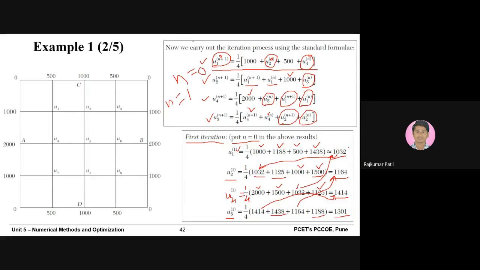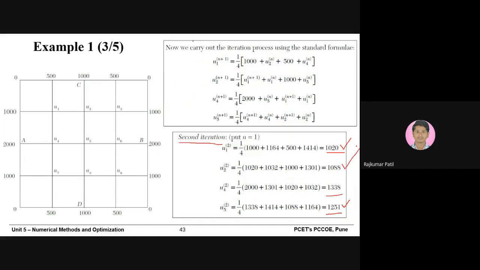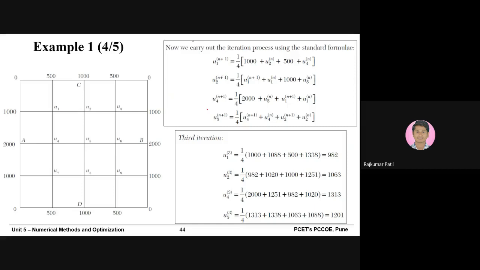in order to check whether both values are very close to each other or not. Here you can see the first value is 1032 and here it is 1020. So there is a significant difference, so you need to go for the third iteration. How will you iterate? Go for the third iteration, put n is equal to 2. When you put n is equal to 2, this will become 3. So in the third iteration, we just put n is equal to 2, it will become U1 raised to 3. And the answers are 982, 1063, 1313, 1201.